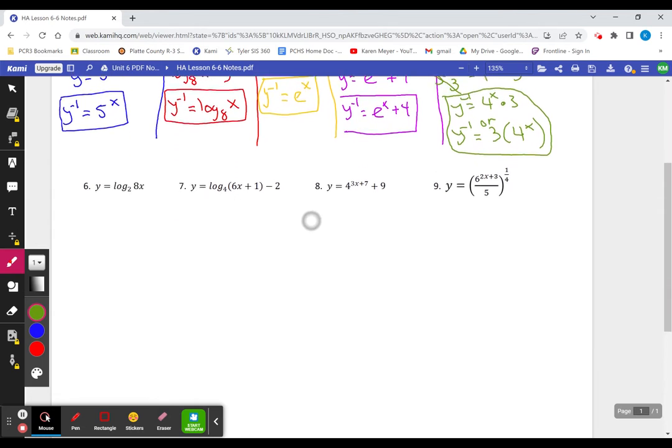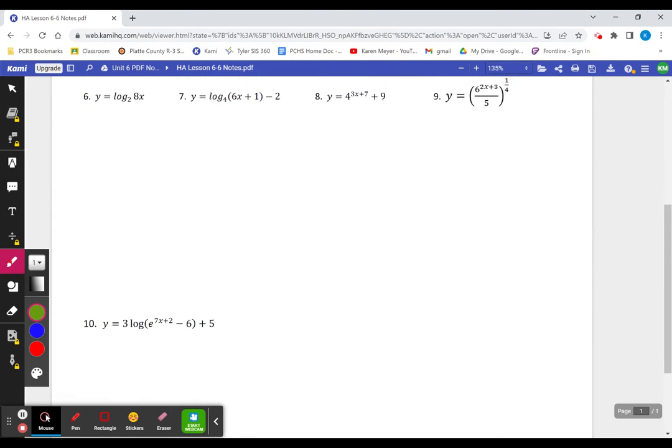Okay. So if we look at 6, once again, we're going to start by switching x and y. So x equals log base 2 of 8 over y. Then we're going to rewrite it into exponential form. So 8 over y equals 2 raised to the x. Then to get rid of the 8 in front of the y, we're going to divide. But here's where the tricky part comes in. On the bottom, I'm not going to just leave it as 8.